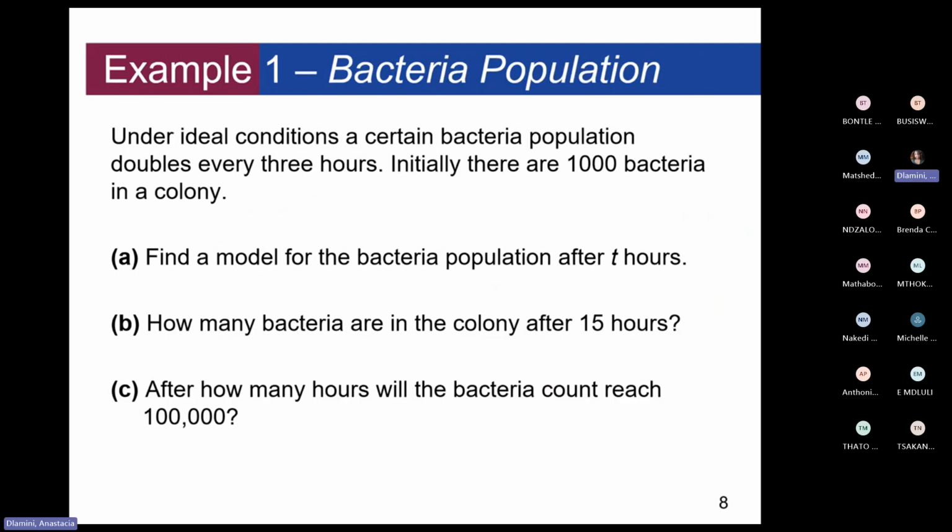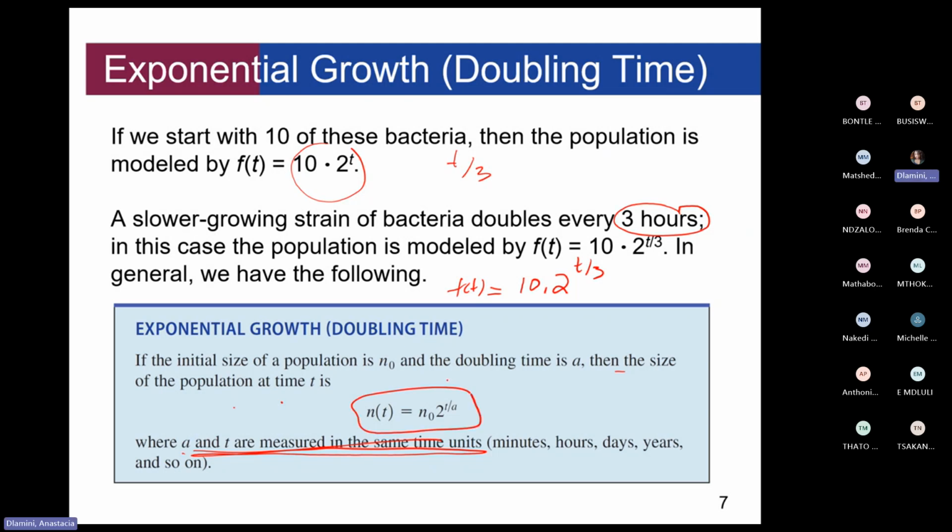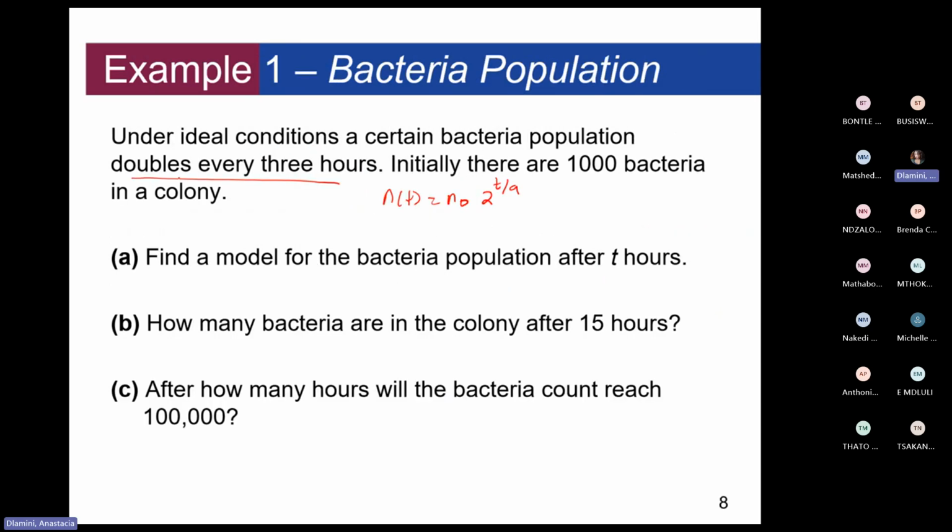Now, they say, under an ideal condition, a certain bacterial population doubles every 3 hours. You see they're saying it doubles every 3 hours, meaning that we're going to use that formula: n of t is equal to n0 times 2 to the power of t over a. They say doubling time is a. What is doubling time in our case? They're saying it doubles every 3 hours, meaning that a is equal to 3. Now n0 is equal to what? Initially, there are 1,000 bacteria. So this is 1,000. All together, guys.